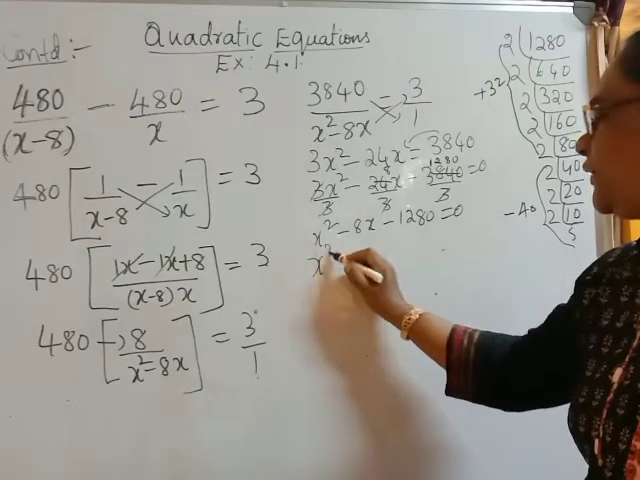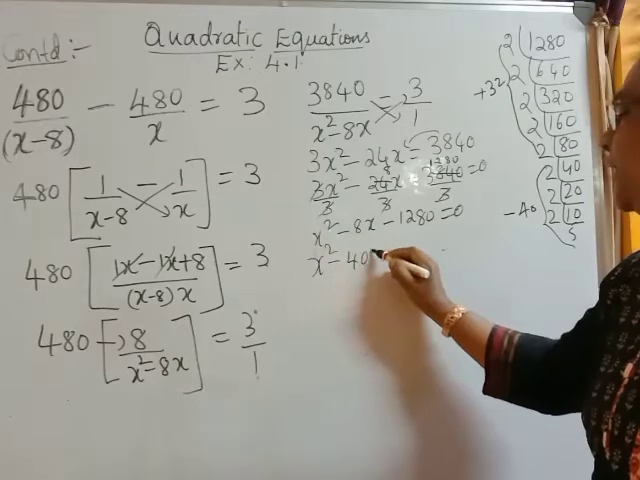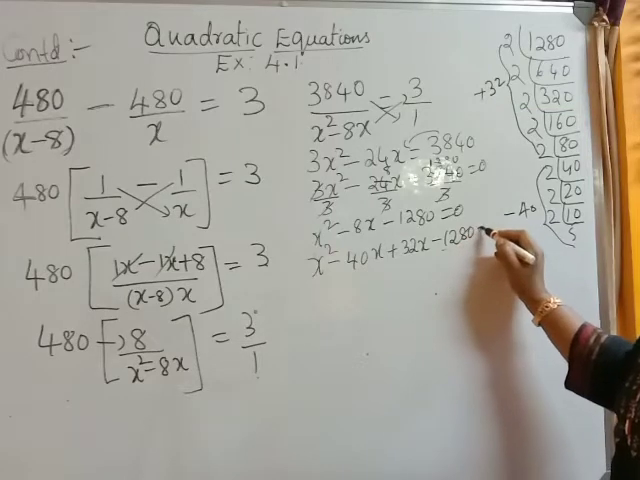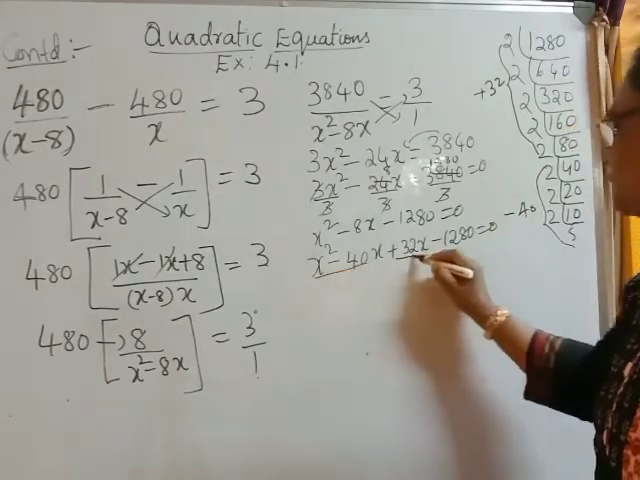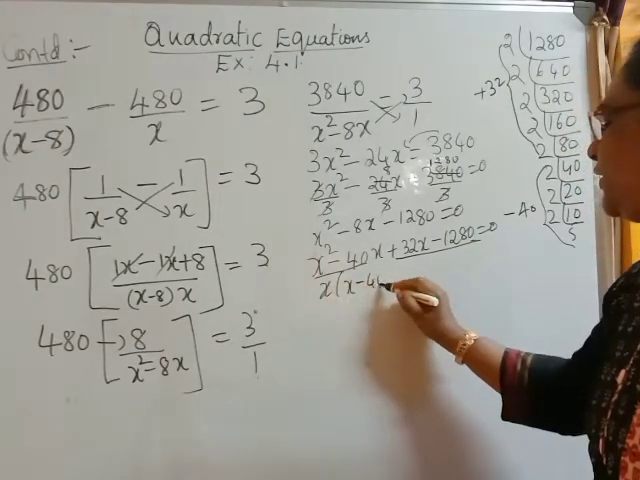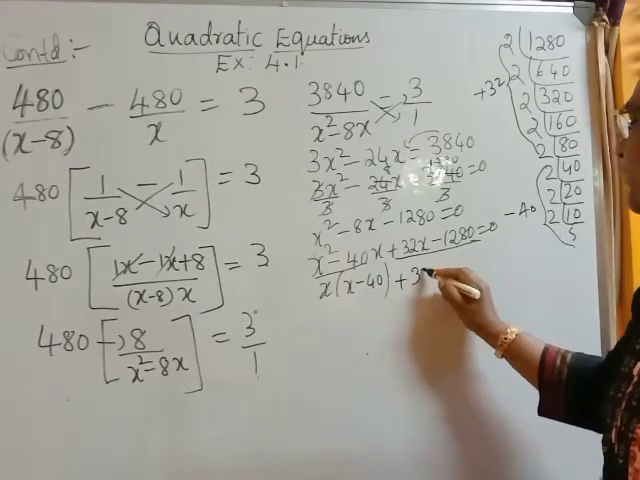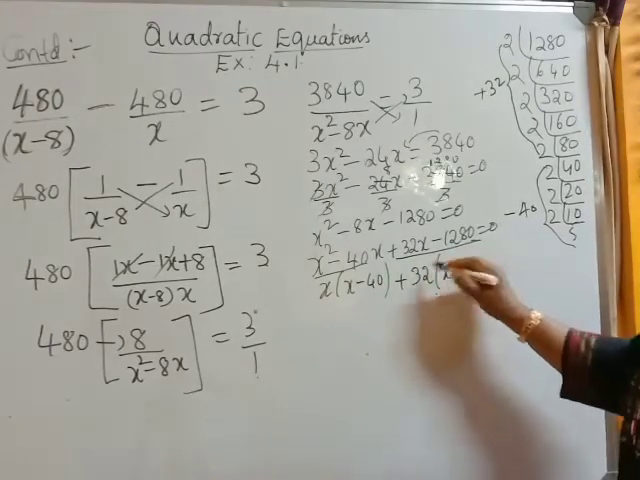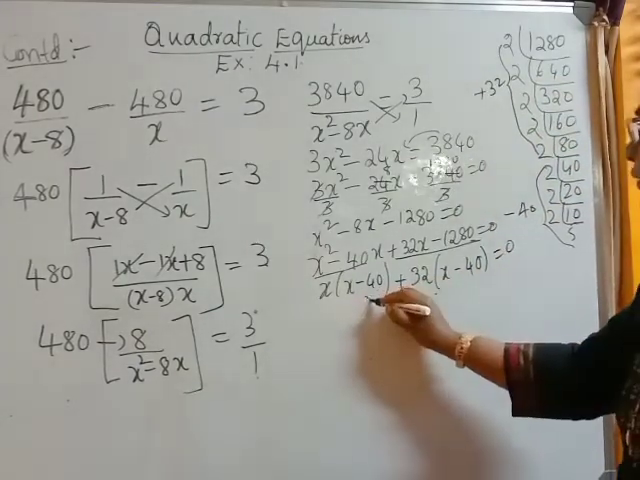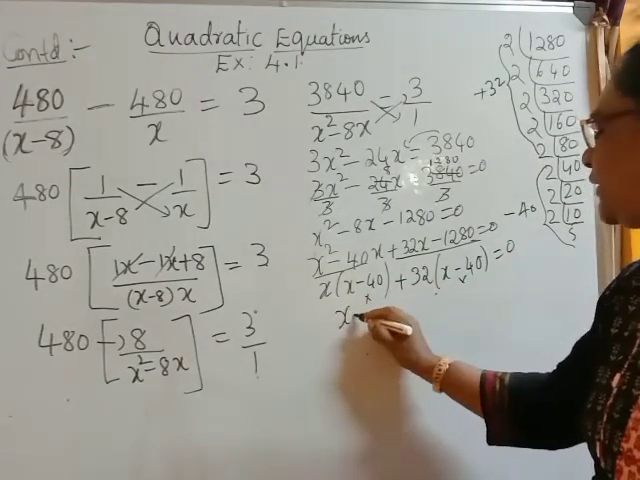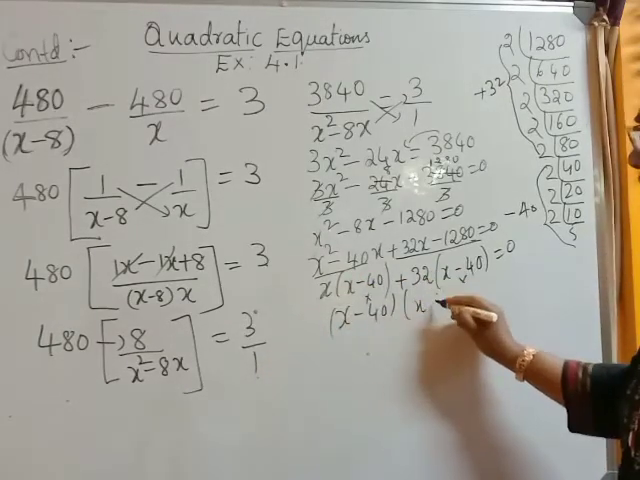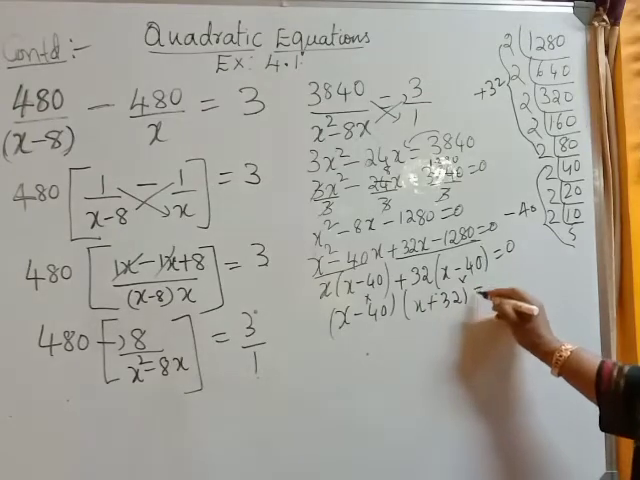Now write down x square, 8x can be written as minus 40x plus 32x, minus 1280 is equal to 0. Take the common factor as x. You will get x minus 40, plus take 32 as a common factor. Here only x is remaining, minus 40 again. Now x minus 40 is common, one common factor you got. One more factor is x, and whatever is here, x plus 32 is equal to 0.